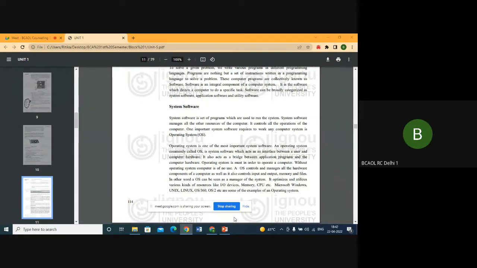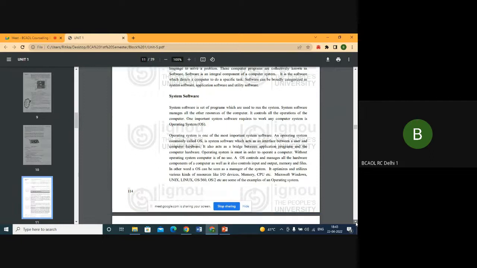Other features are also there. Your operating system can do file management, memory management and device management. It can handle security of the system. It can do scheduling also. There are many features of the operating system, but the main definition is that it is an interface between the user and the hardware.